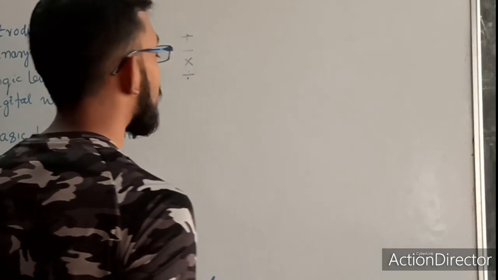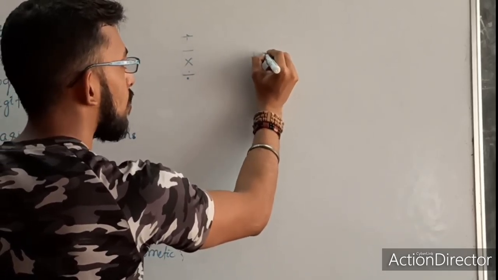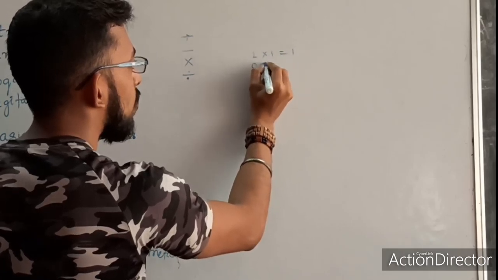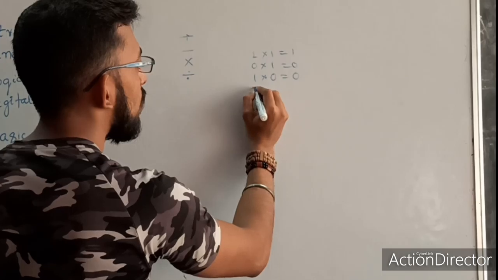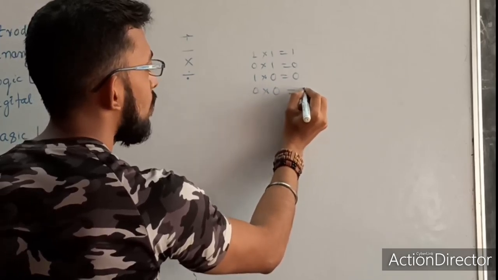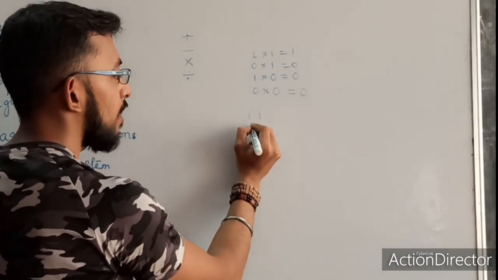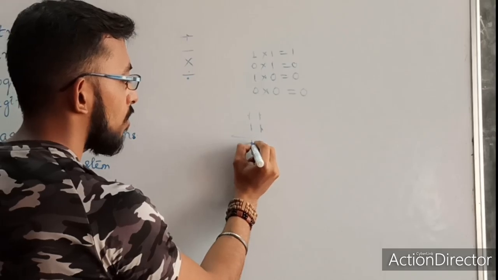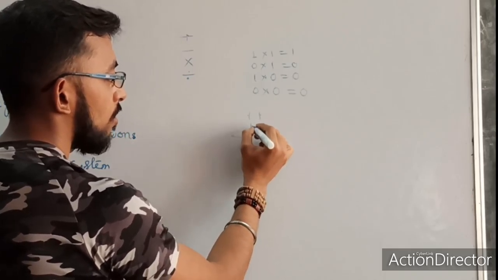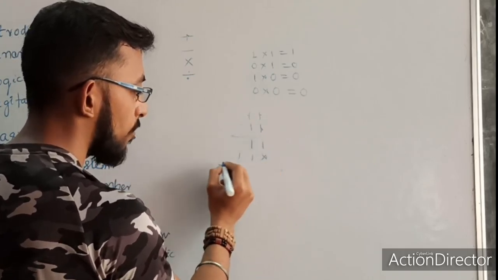Now let's see multiplication. It is similar to the decimal case, that is 1 cross 1 equal to 1, 0 cross 1 equal to 0, 1 cross 0 equal to 0, 0 cross 0 equal to 0. Okay. How to do a multiplication in binary? Similarly 1 cross 1 equal to 1, 1 cross 1 equal to 1, then by partial movement 1 cross 1 equal to 1, then 1 cross 1 equal to 1. Then we have to add these two.